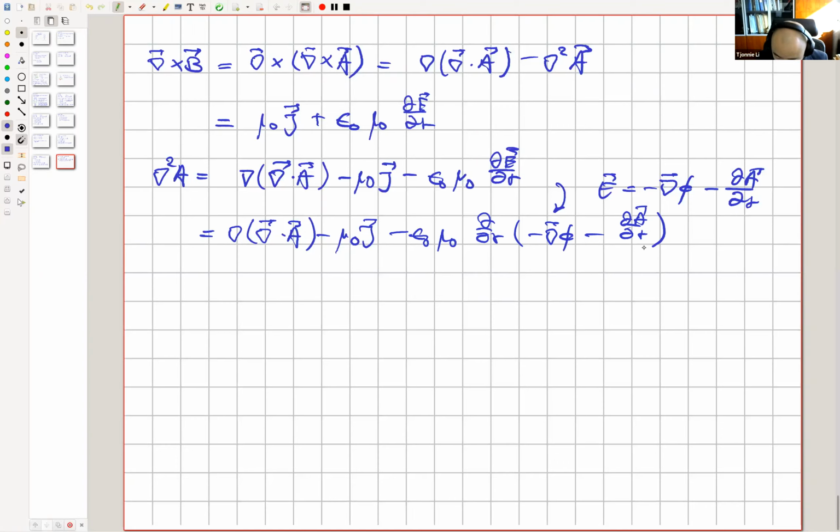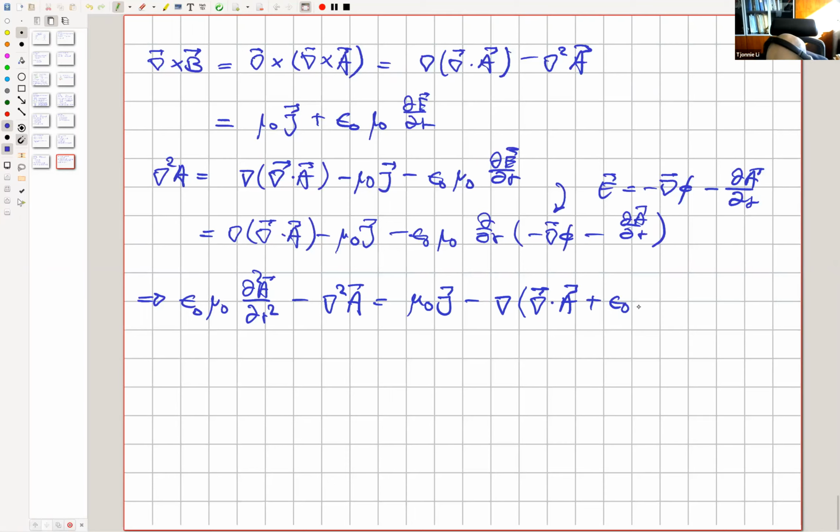And so again, we can flip all these terms around in such a way that we can write epsilon naught mu naught second derivative of A minus the Laplacian of A, equals mu naught J minus the gradient of the divergence of A plus epsilon naught mu naught partial phi partial t.